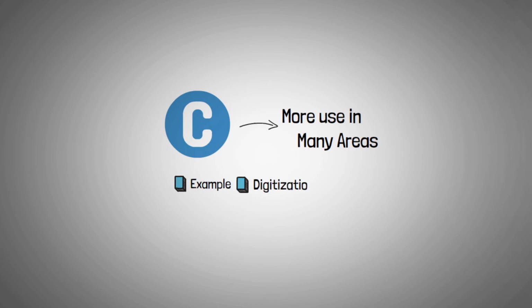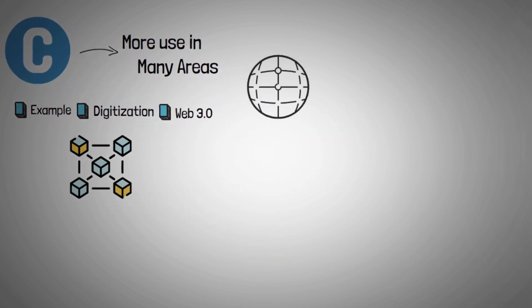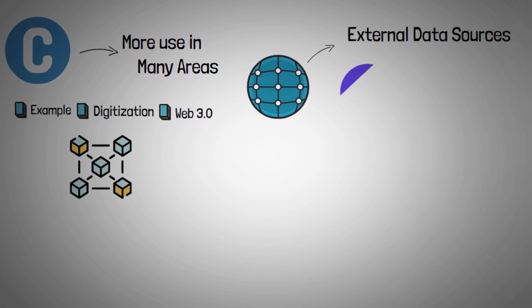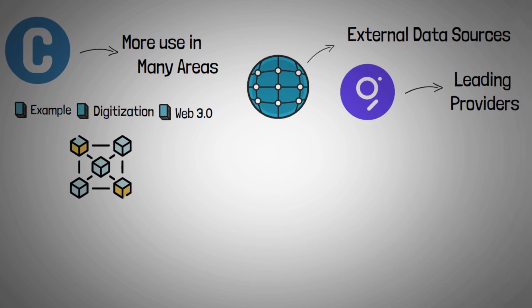Cryptocurrencies are gradually finding more use in many areas. These include, for example, digitization and Web 3.0, with the blockchain also playing an important role. Many applications rely on external data sources, which an indexer provides. The Graph is one of the leading providers, preparing the data for users and making it available.